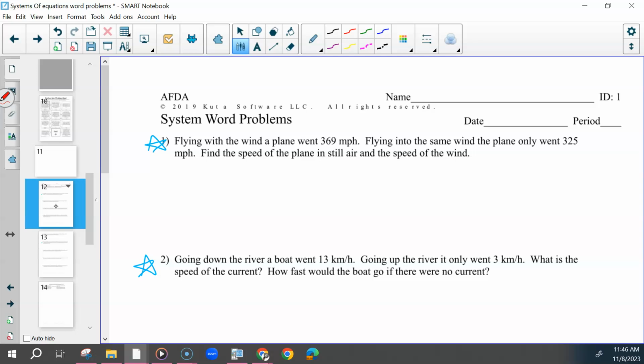What's important there? You guys said 2 different things. Say that one more time. 369 miles per hour. What is that talking about? The plane that's going with the wind. The with, I'll explain this in 1 second, but the with the wind is important. Okay, what else is important? 325 miles per hour, and what is that talking about? Into the same wind. And then what are we looking for?